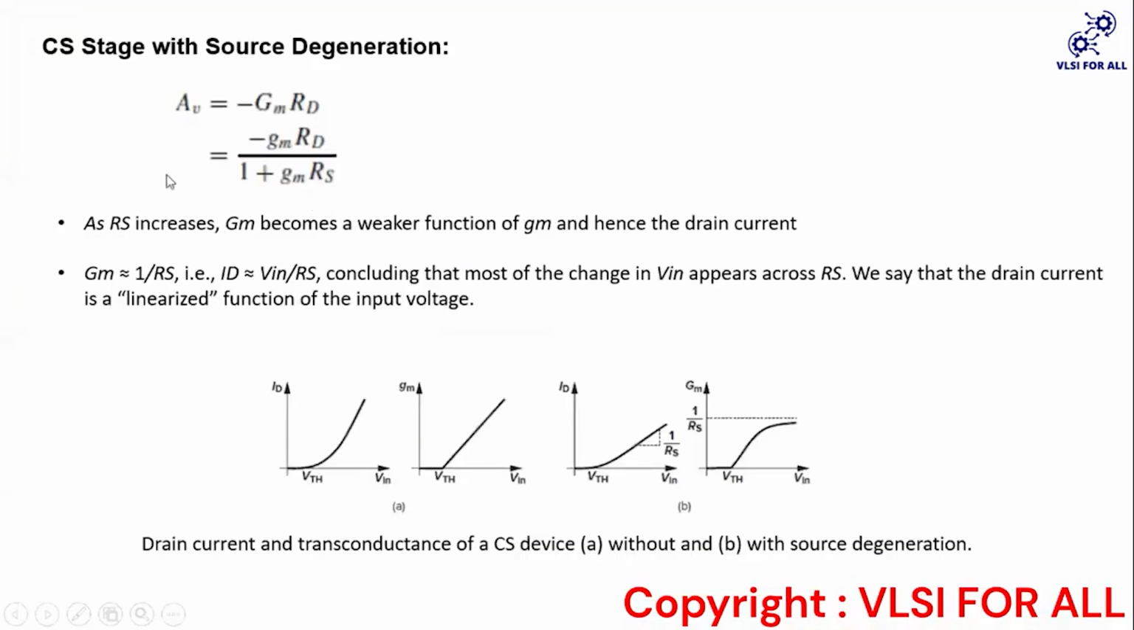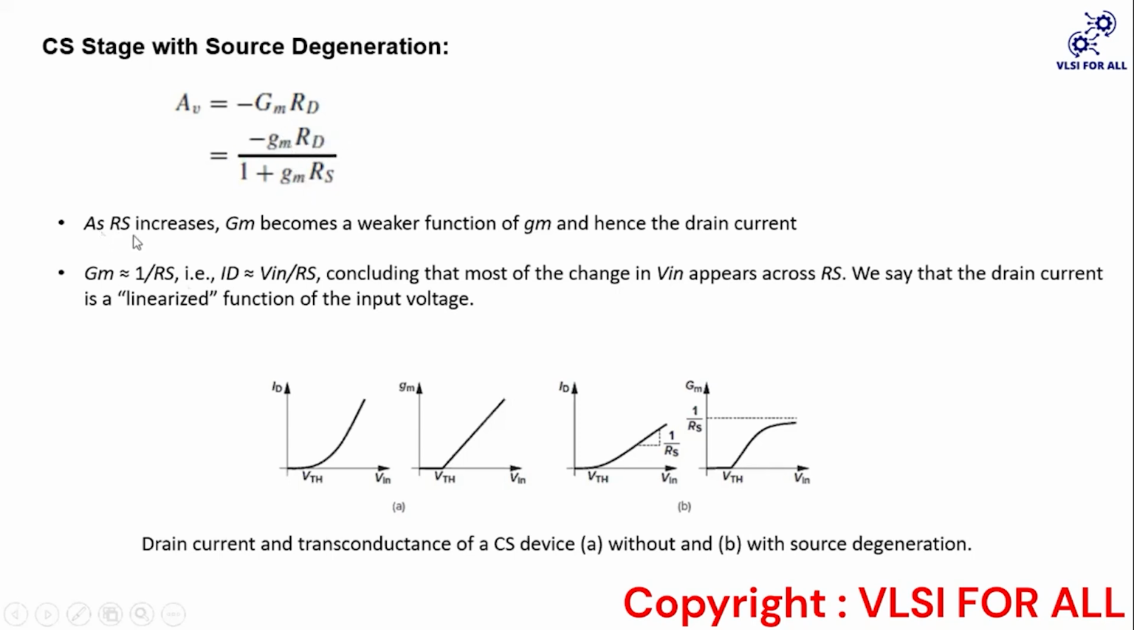Now, what will be the gain? Gain will be the overall transconductance times the output impedance, that is minus Gm into Rd. That leads to minus Gm Rd divided by 1 plus Gm Rs. Here GmRs is much greater than 1, so we neglect the 1 compared to GmRs. So we write minus GmRd divided by GmRs, and the overall gain will be minus Rd by Rs. So the gain is not depending upon the Gm. The gain is depending upon the resistors, that is Rd and Rs.